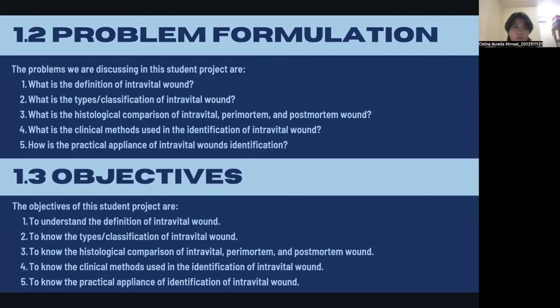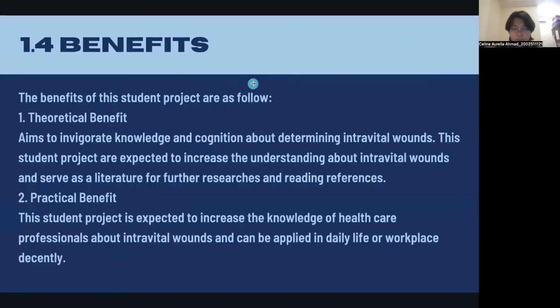Next, for the benefits of the student project, by studying and creating the student project, we'll gain knowledge about determining the intravital wounds, and also this will increase the knowledge of healthcare practices for the daily life in the workplace context.